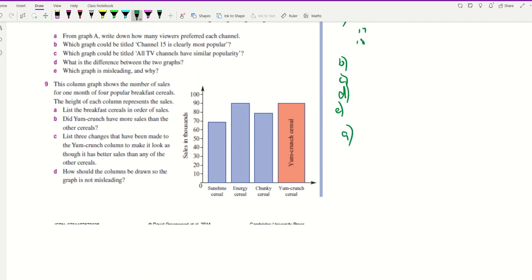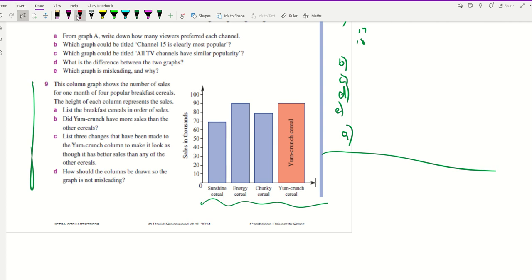Question 9, looking at this one here. Now it says this column graph shows, a column graph, categorical data, shows the number of sales for 1 month of 4 popular breakfast cereals. The height of each column represents the scale sales. So list the breakfast cereals in order of sales. Might just change colour and make this one red. So down here is where you're listing, or in your book. So I'll actually list the breakfast cereals in order of sale.